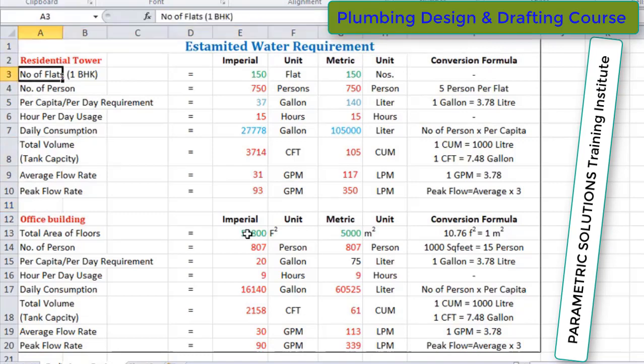So by this calculation we can easily calculate the tank capacity, that is the water volume of the tank. And if I have the water volume of the tank, I can easily do the tank sizing also. In the next lecture I will explain how to size the tank, that is the domestic tank, flushing tank, and the other tanks. So here I have calculated the water demand for residential and office building.